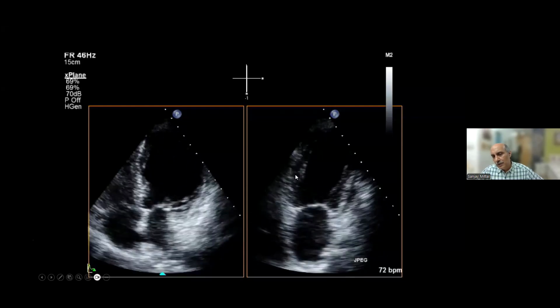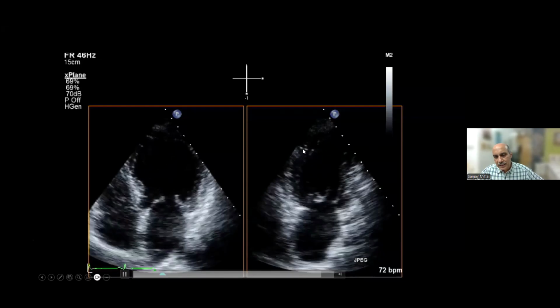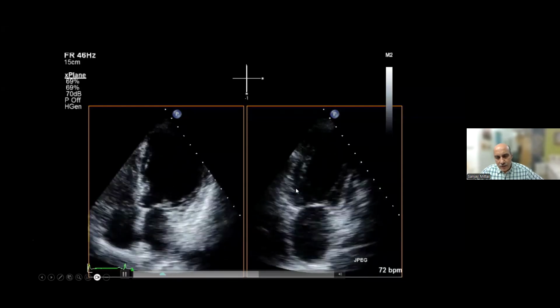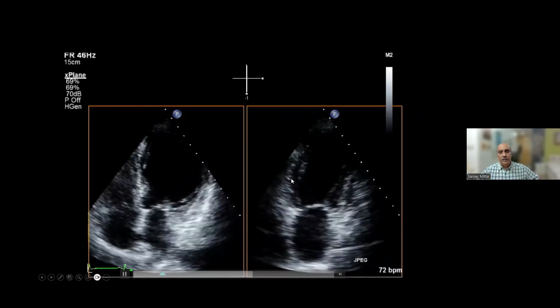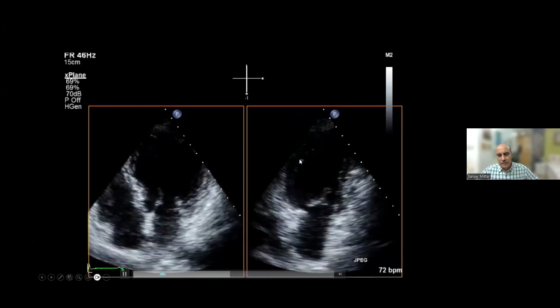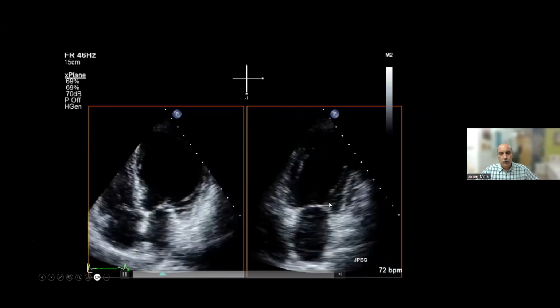Let's go to the two-chamber view. In the two-chamber view, this is the inferior wall. You can look at the inferior wall, it is contracting pretty well, right? Inferior wall is supplied by the distal portion of the right coronary artery, right? In posterior left ventricular branches. The basal as well as mid portion is contracting well, apex is well, and the anterior contraction is also okay.